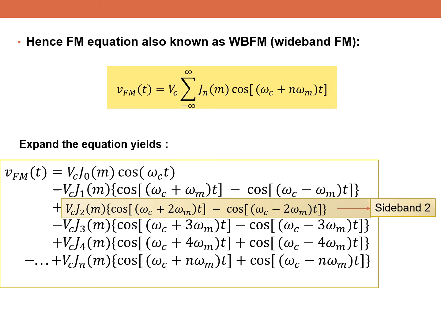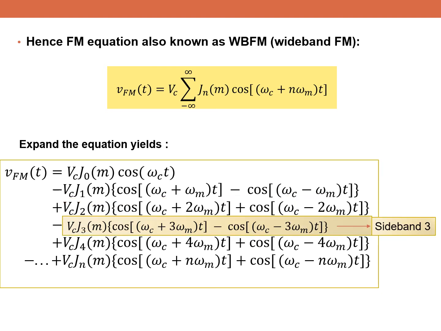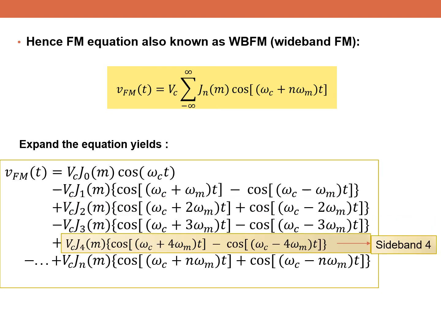Next is the second sideband, same like the first one, and here is omega C plus 2 omega M t, and here is omega C minus 2 omega M t. So here is the second sideband. And then next is the third sideband, and so on.